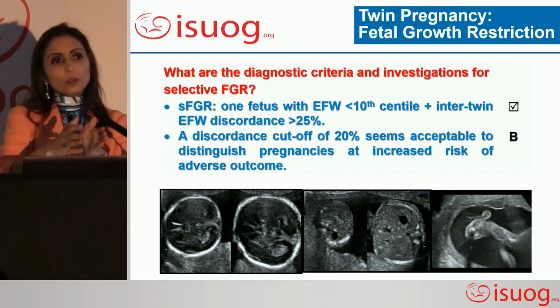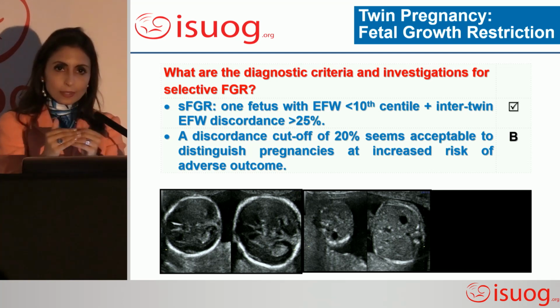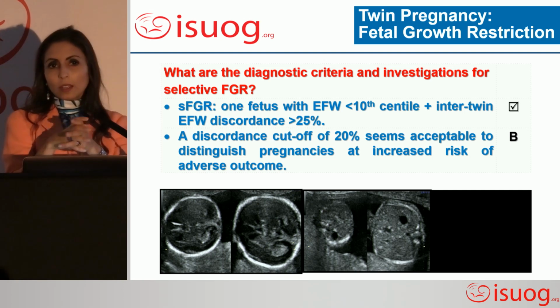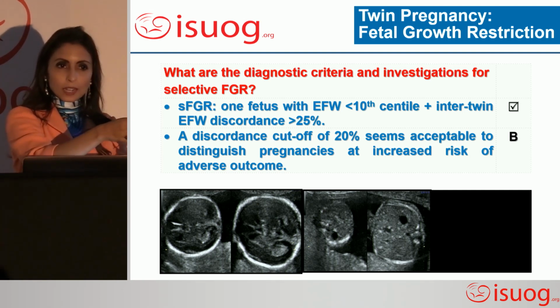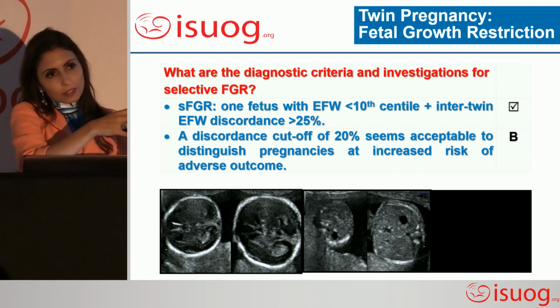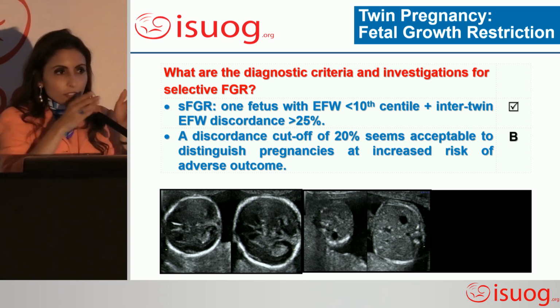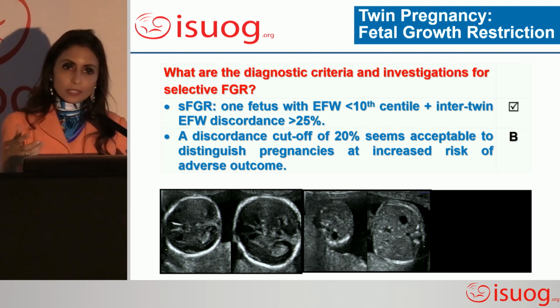But there is another scenario where both babies have an estimated fetal weight less than the 10th centile, and maybe there's no big discordance. There's another scenario where one baby is less than the 10th centile, the other baby is above the 10th centile, but the discordance is not that big. Or there's another scenario where both of them are small, but they have big discordance. So there are different scenarios. And therefore, it's really important that you have diagnostic criteria.